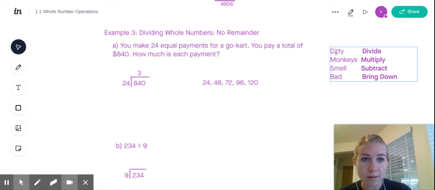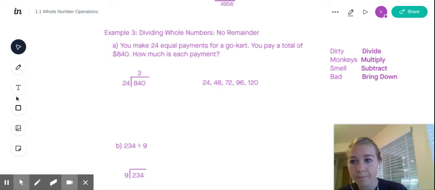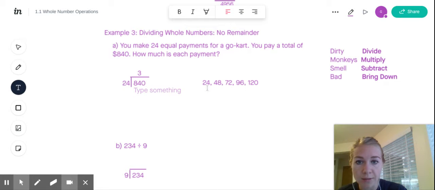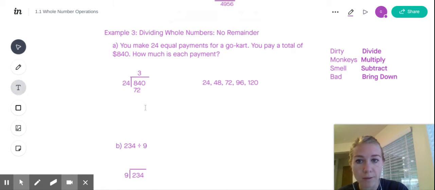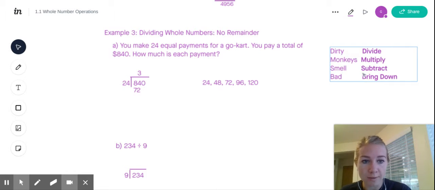So that was divide. Now multiply. Now we multiply 3 times 24. And let's see, 1 times 24, 2 times 24, 3 times 24 is 72. So I'm going to write my 72 directly below 84. Dirty monkeys smell. Smell stands for subtract.